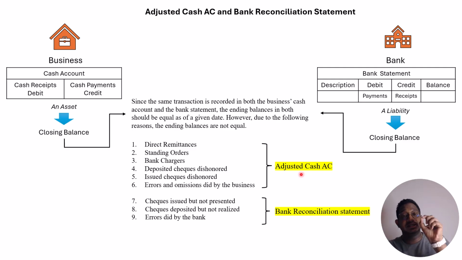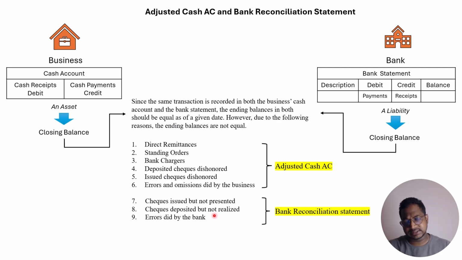But still, the adjusted cash account balance is not equal to the bank statement because of three reasons. What are they? Check deposited but not realized, check issued but not presented, and errors made by the bank. The first two I discussed already, and the errors made by the bank I will discuss later. Because of these reasons, the adjusted cash account balance is still not equal to the bank statement balance. And as discussed earlier, check issued but not presented and check deposited but not realized are not errors made by the business or the bank, right?